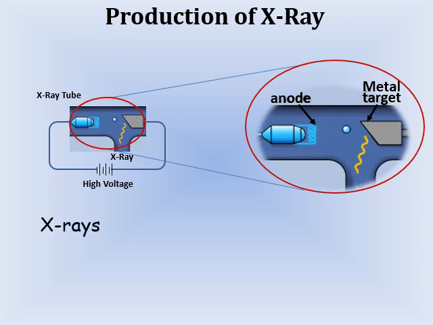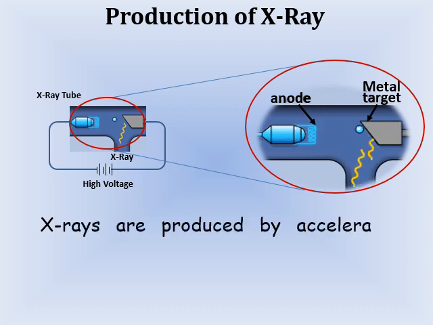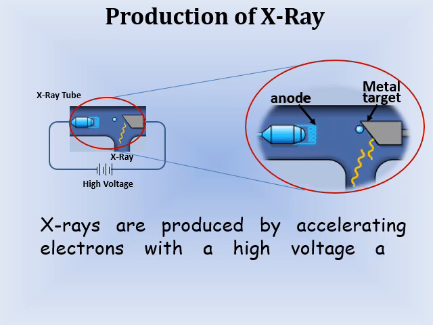Now let's see how X-rays can be produced. Here you can see the picture of an X-ray tube and in the animation that X-rays are produced by accelerating electrons with a high voltage and allowing them to collide with a metal target.